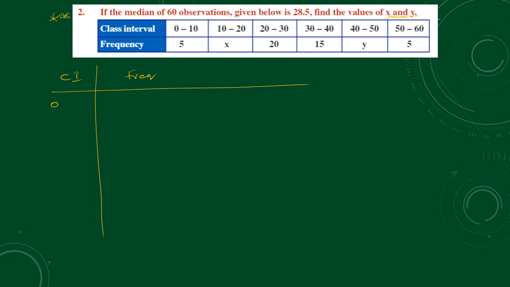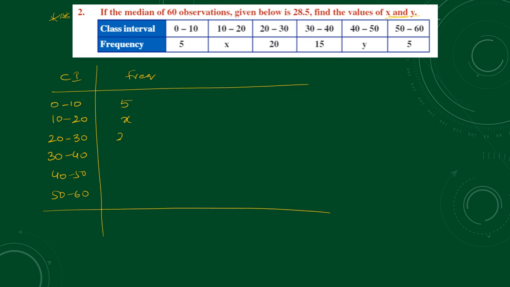Now considering the values, 0 to 10, 10 to 20, so clearly you can understand that this is an exclusive class. So 20 to 30, 30 to 40, 40 to 50, 50 to 60, right? So these are nothing but the values that are given. Next, writing down the frequencies: 5, x, 20, 15, y, and 5.